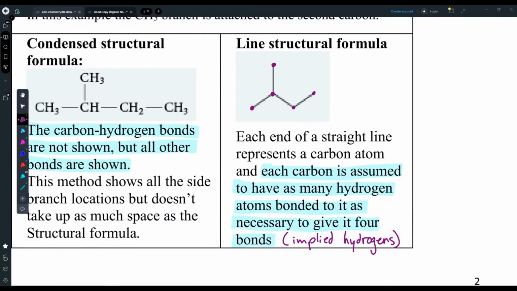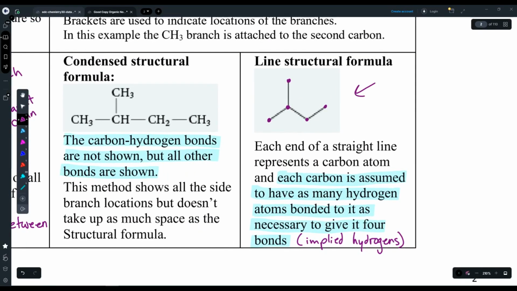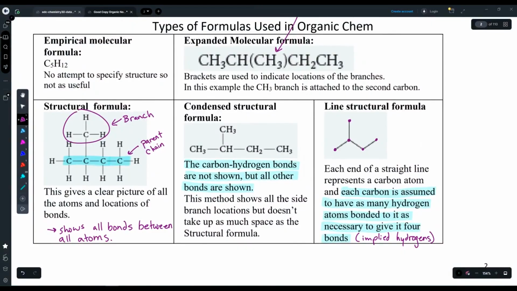Okay, so why would we want to draw a line structural formula? It's just because it's faster. Okay, because otherwise in chemistry, especially organic chemistry, if you're drawing out all the compounds, you're going to spend a lot of time drawing out hydrogens unless you draw line structural formulas.